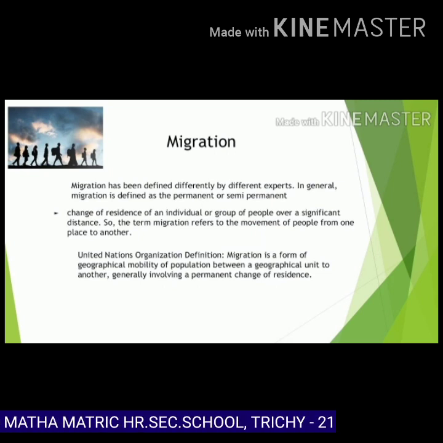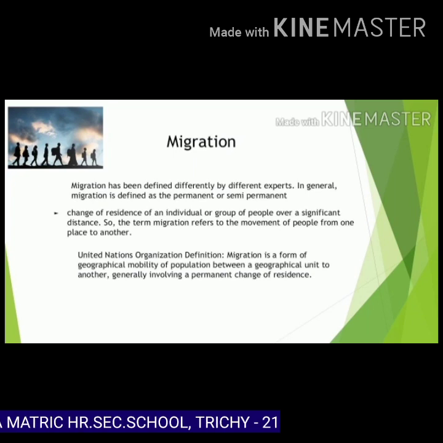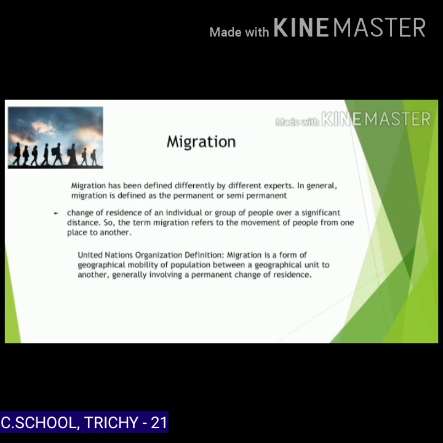First one is migration. Migration has been defined differently by different experts. In general, migration is defined as the permanent or semi-permanent change of residence of an individual or group of people over significant distance. So the term migration refers to the movement of people from one place to another. United Nations Organization definition: Migration is a form of geographical mobility of population between one geographical unit and another, generally involving a permanent change of residence.